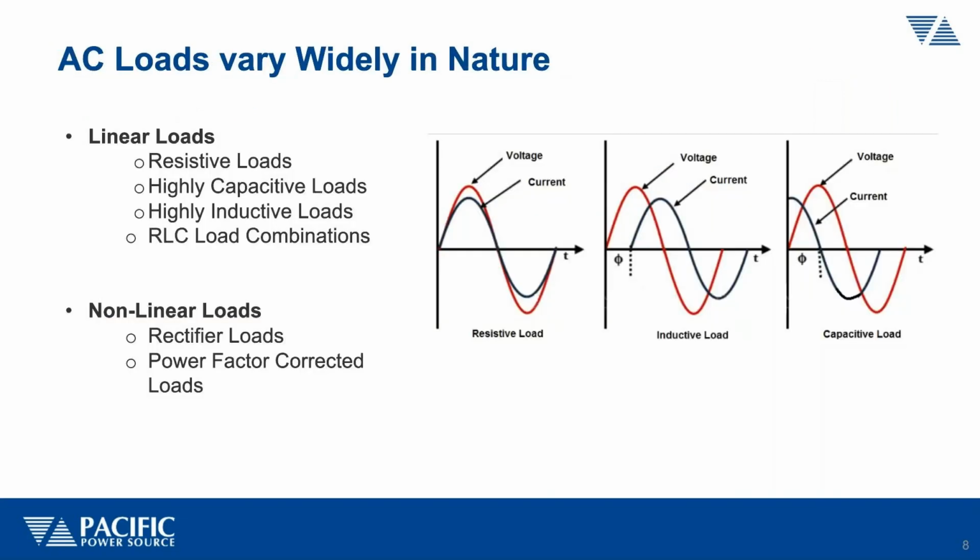AC loads come in different types and source formats. There are linear loads, which are typically made out of resistive components. You can also have a combination of capacitive and inductive components added to that. So as such, you create LCR load combinations. And those are considered linear as they will follow the voltage sine wave and produce a sinusoidal current. The use of capacitance and inductance will allow you to phase shift the voltage versus the current. But in general, these kinds of loads are linear in nature.